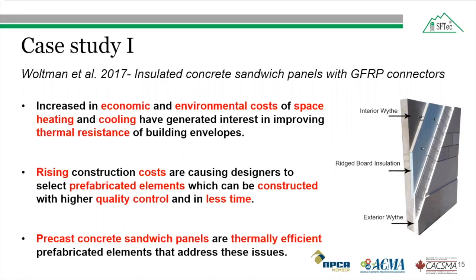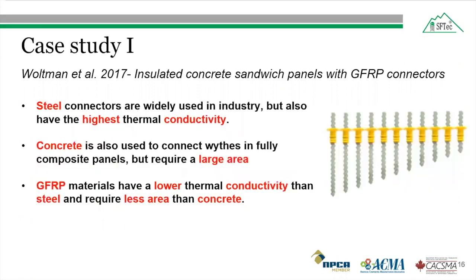Precast concrete sandwich panels, also known as insulated concrete walls, are thermally efficient prefabricated elements that can address both of these needs. Steel connectors are widely used in the industry, but they also have the highest thermal conductivity of the connector materials available. Concrete is also used to connect wythes in full composite panels. However, a large area of concrete is required, which creates a large thermal breach.